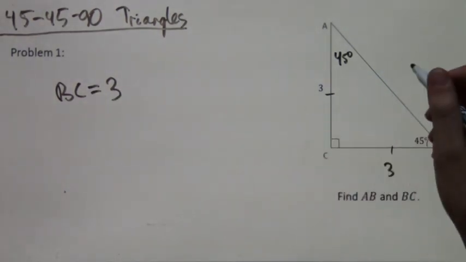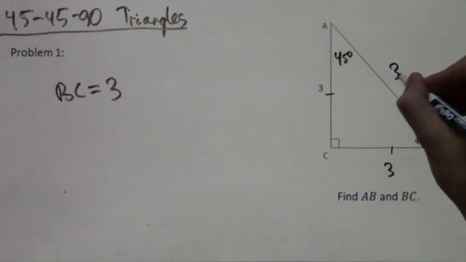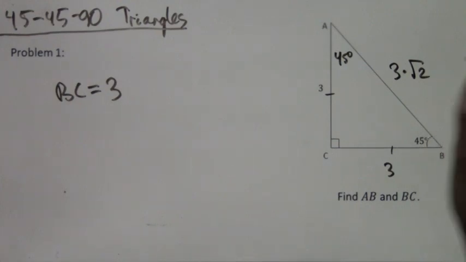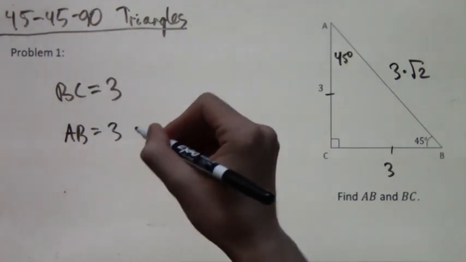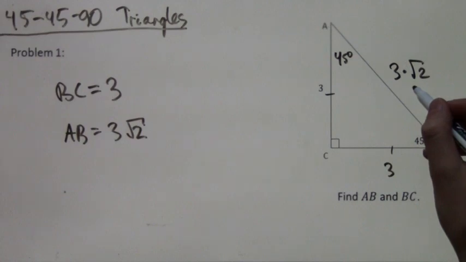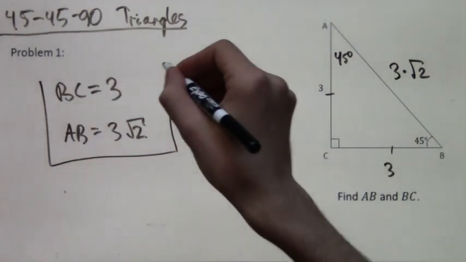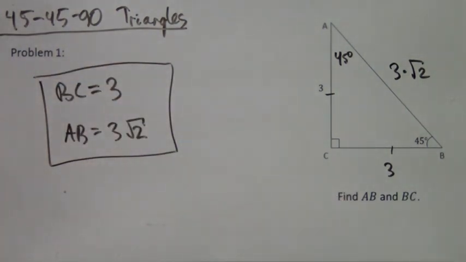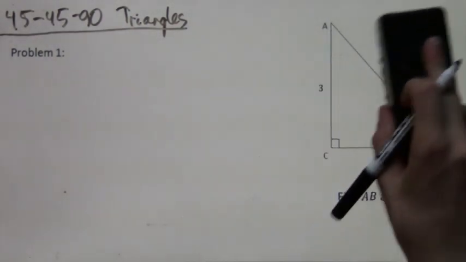Now all we've got to do is find what AB is equal to. But we know that AB is equal to root 2 times the leg. The leg has length 3, so AB is equal to 3 root 2. So that concludes the problem. We found both of the lengths that we were asked to find. Alright, let's do another problem.